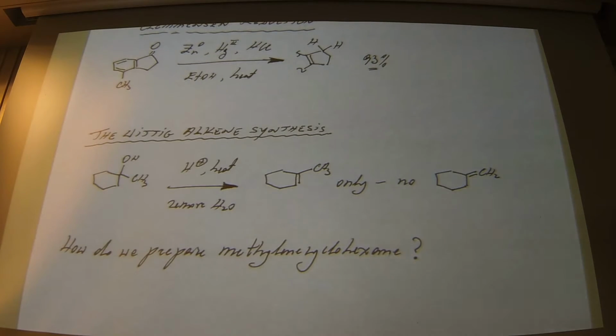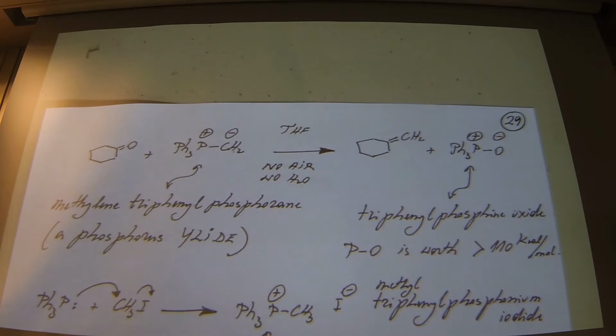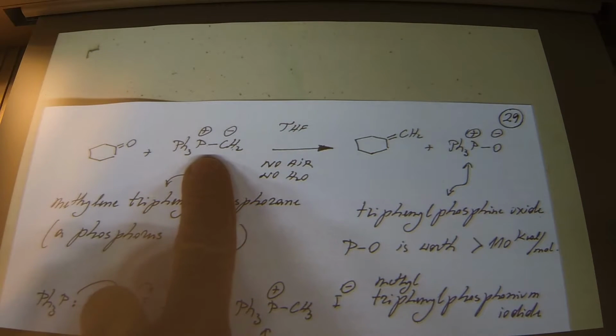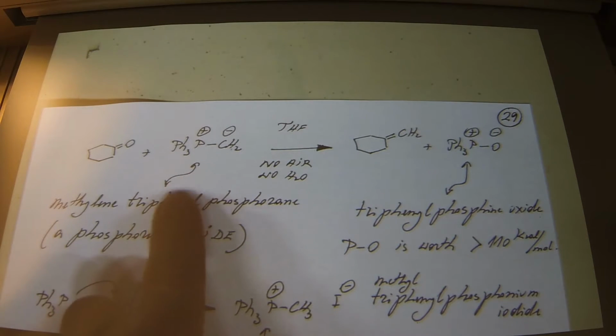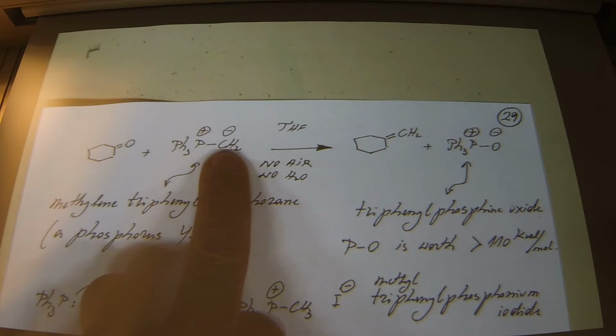So then the question is, how to make a compound like this? I mean, how would one make a cyclohexyl methylene compound? Of course, you can think of probably more than one way, but a very common and very practical way is as follows. You take cyclohexanone, and then you take a reagent that looks like this. This is a big molecule, right? Because it has three phenyl groups, a positively charged phosphorus, and a negatively charged carbon atom.